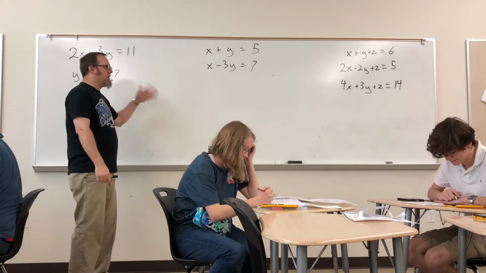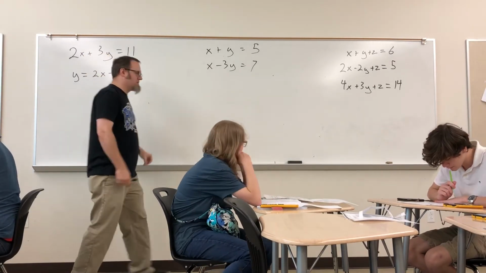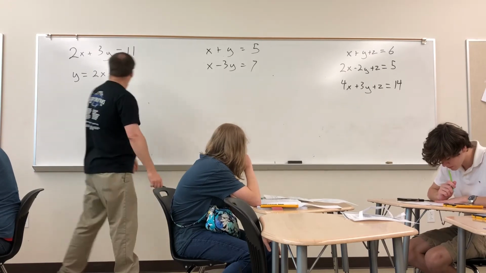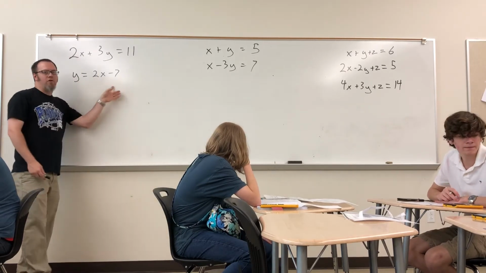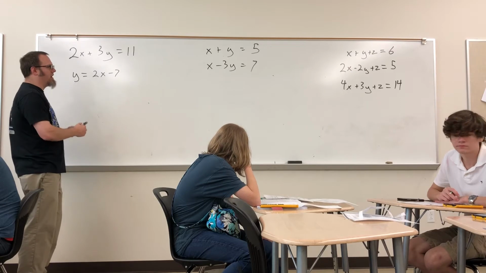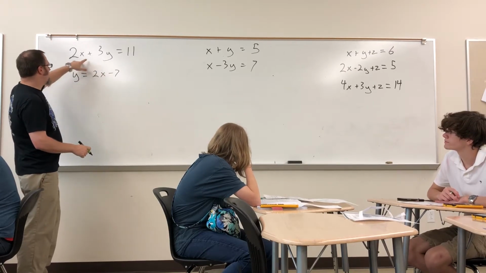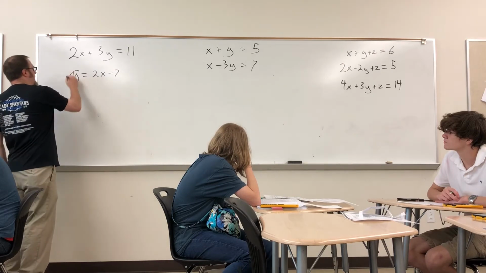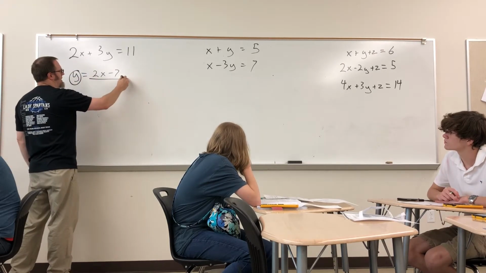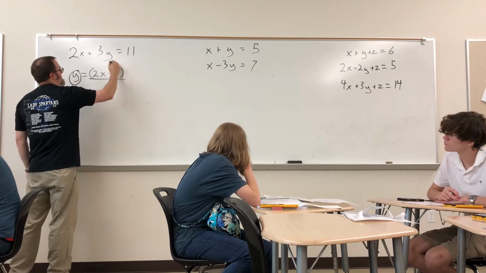Okay, so solving systems of equations, just a quick review of some different ways to do that. First off, if you have one that's already solved for a single variable, it's a lot easier to just sub it in. This is y equals 2x minus 7 and 2x plus 3y equals 11. I know what y is. It's 2x minus 7. So I take this and sub it in for y.